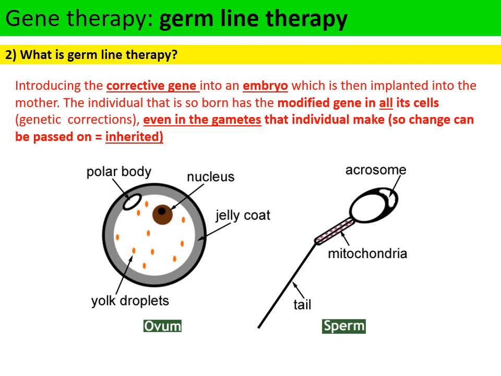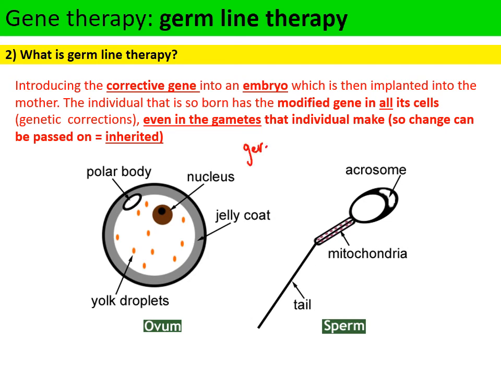Now, germline therapy is slightly different because by introducing the corrective gene into an embryo, we know that embryo is going to continue to divide many times, and it's going to form the fetus. So all the cells generated from that embryo when it divides will have the normal healthy gene that's been inserted. So all the cells of the individual that form from this embryo will have the healthy gene inserted into their chromosome, and they'll make the healthy protein as long as that gene is being expressed. And that includes the germline cells that form within that individual.